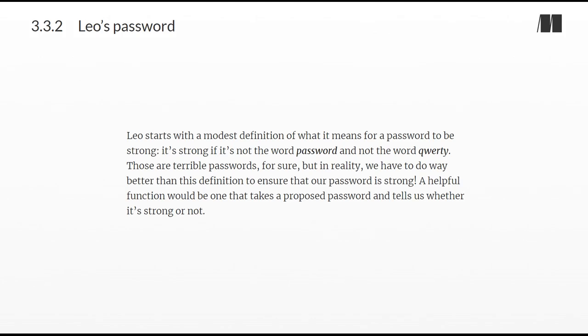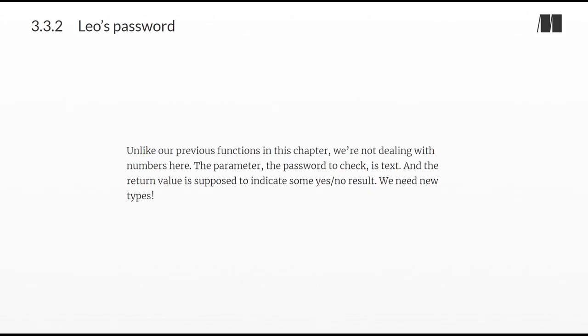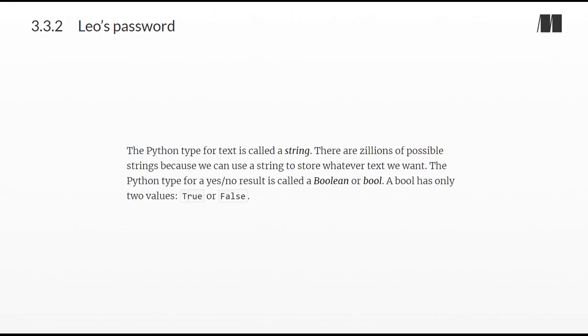A helpful function would be one that takes a proposed password and tells us whether it's strong or not. Unlike our previous functions in this chapter, we're not dealing with numbers here. The parameter, the password to check, is text, and the return value is supposed to indicate some yes or no result. We need new types. The Python type for text is called a string. There are zillions of possible strings because we can use a string to store whatever text we want. The Python type for a yes or no result is called a Boolean or bool. A bool has only 2 values, true or false.